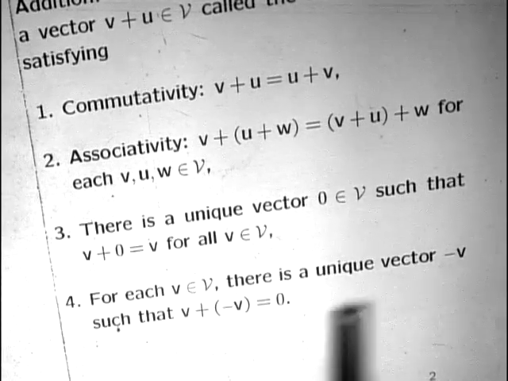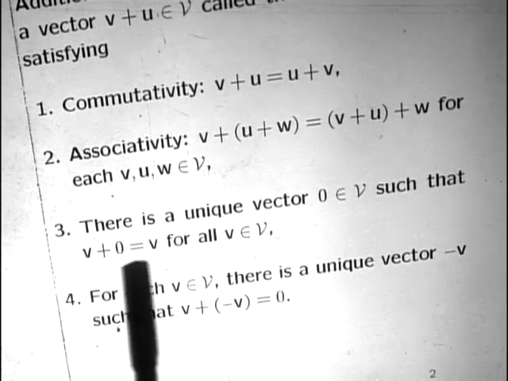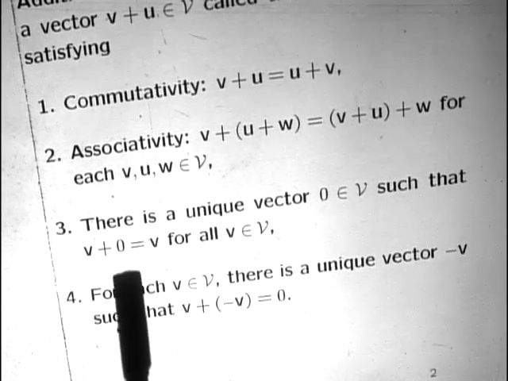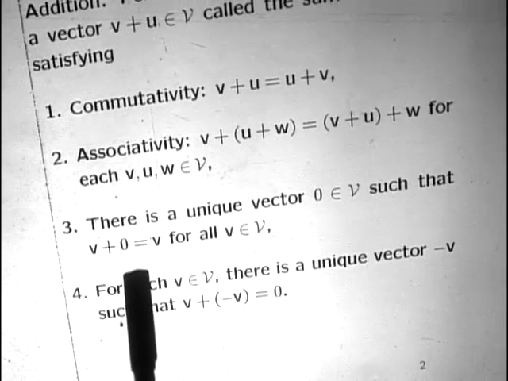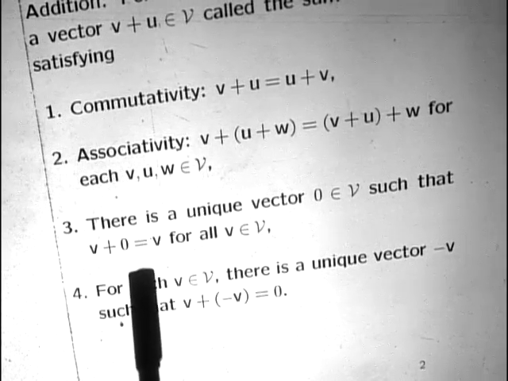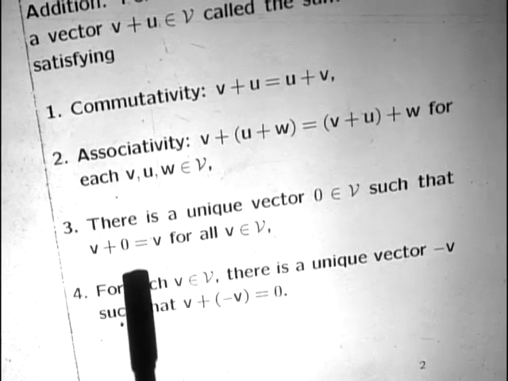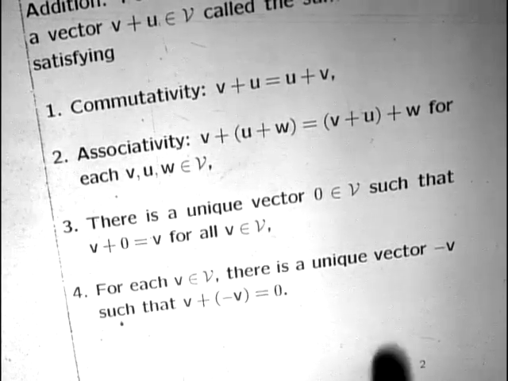There's a unique vector 0 such that when you add 0 to a vector, you get the same vector again. Now, this is not the 0 in the real number system. It's not the 0 in the complex number system. In terms of vectors, if you're thinking of n tuples, this is the n tuple which is all zeros. And in terms of other vector spaces, it might be other things. Like in terms of functions, 0 means the function which is 0 everywhere.